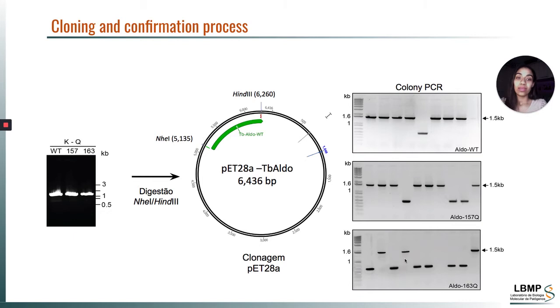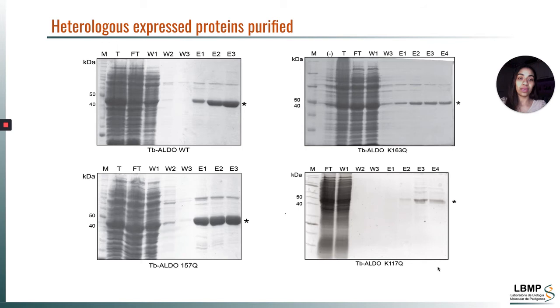Once confirmed, we used BL21 cells to express the heterologous protein that was purified using a nickel column, and here we can see that the protein was eluting in the soluble fraction with around 41 kilodaltons.